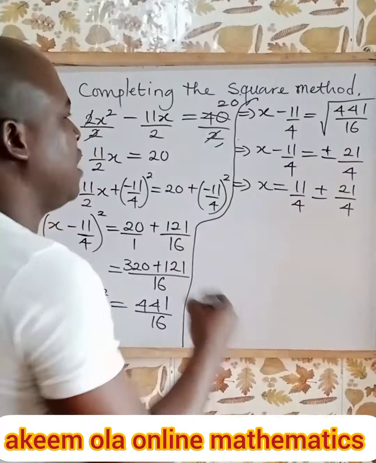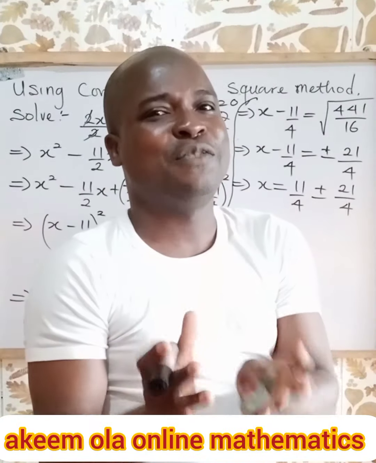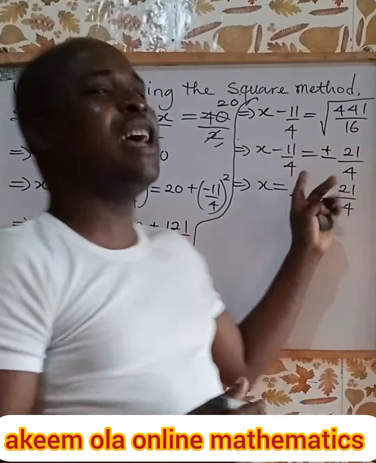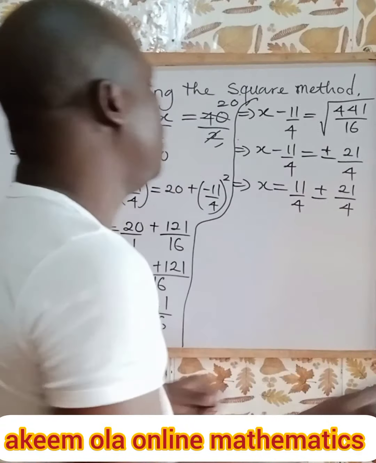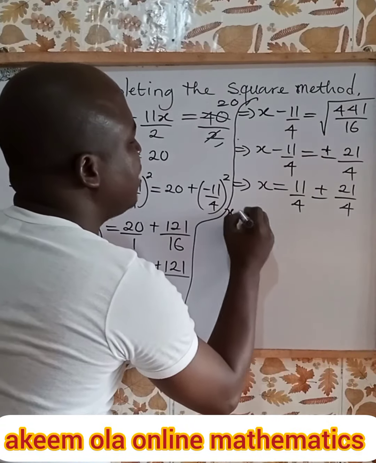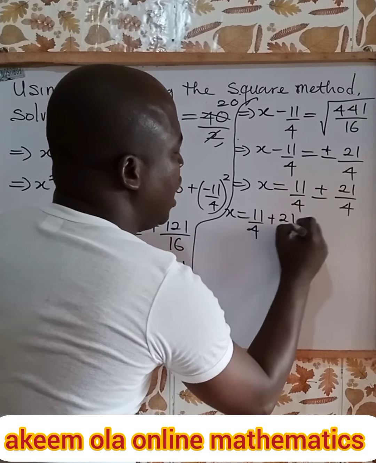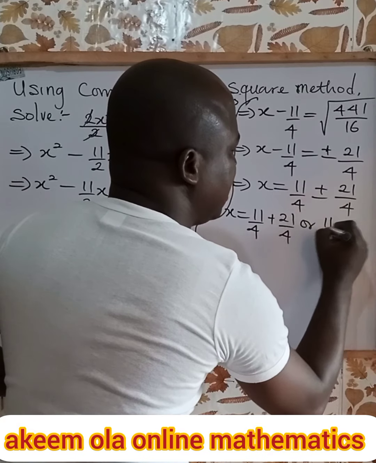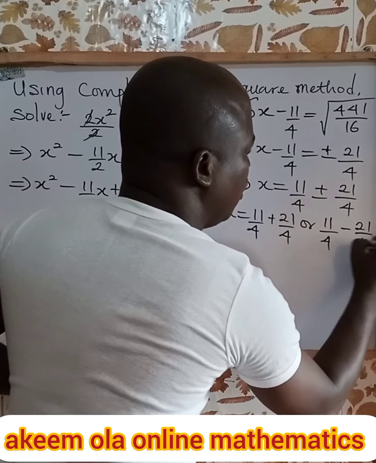From here, we can solve it by getting two answers. We first consider the plus sign. We use that one. Then we use the minus sign. If we use the plus, we have x is equal to 11 all over 4 plus 21 all over 4. Or the next one, we make use of the negative sign: 11 all over 4 minus 21 all over 4.